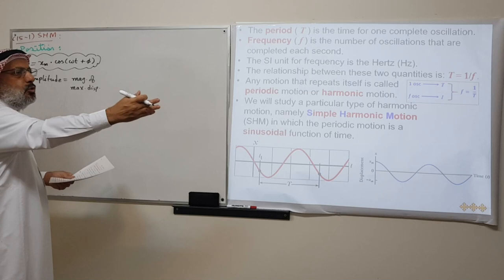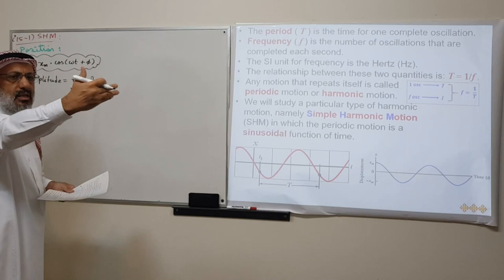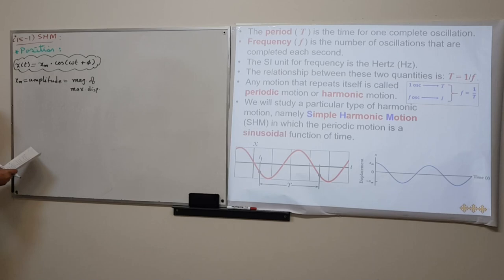We take the absolute value. We want just the distance, the maximum distance it can move from the equilibrium, and that is called the amplitude of the motion. This whole bracket, omega t plus phi, is called the phase.